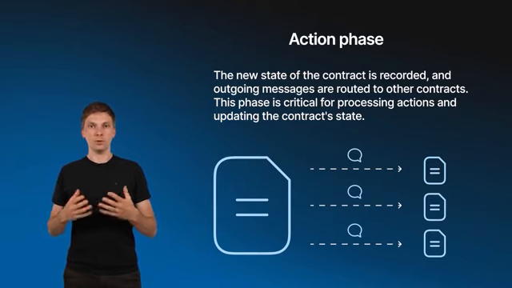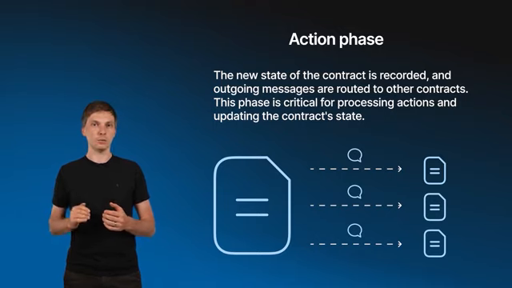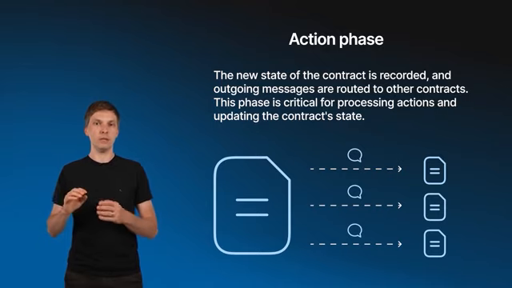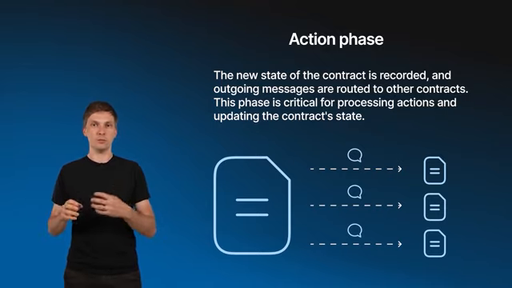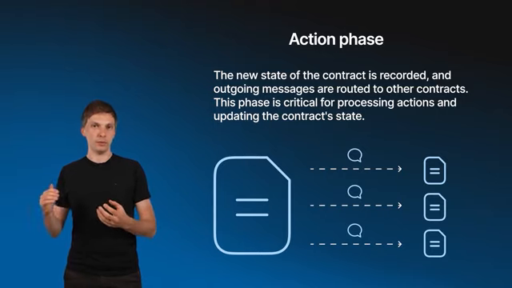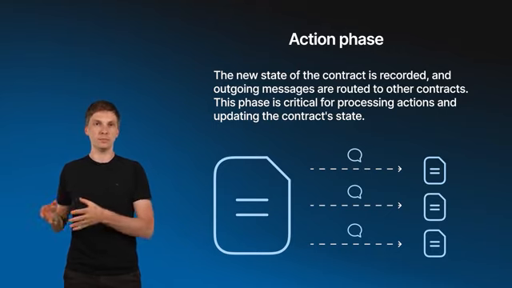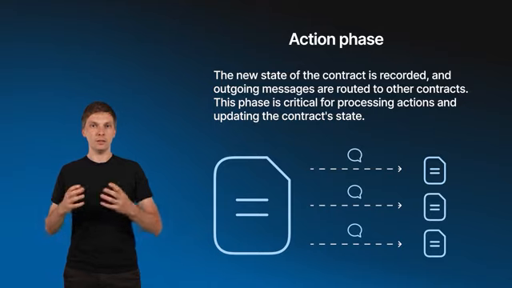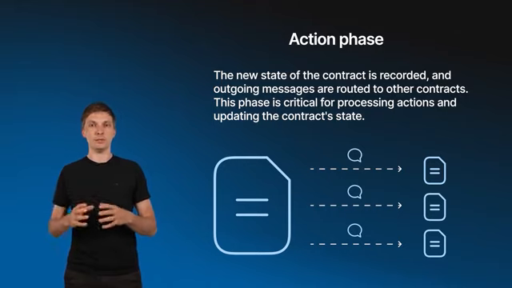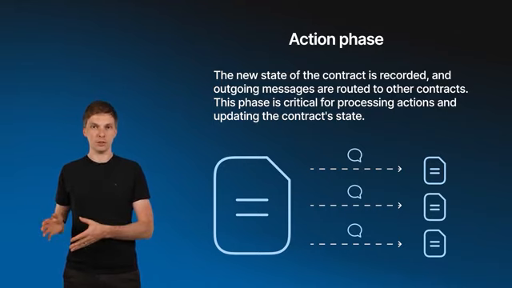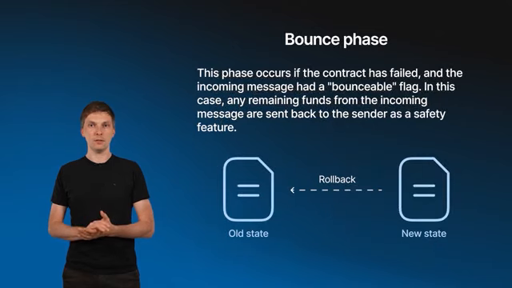So for instance, if your contract is a wallet contract, then you would almost always have output actions that would send money and instructions to some other contracts. For instance, if you want to just transfer coins to another wallet, then there would be an outgoing message that says, please send this amount of coins to that destination address. And the goal of the fourth action phase is to process those actions and record the new state and route the messages. And finally, the fifth phase is called the bounce phase.